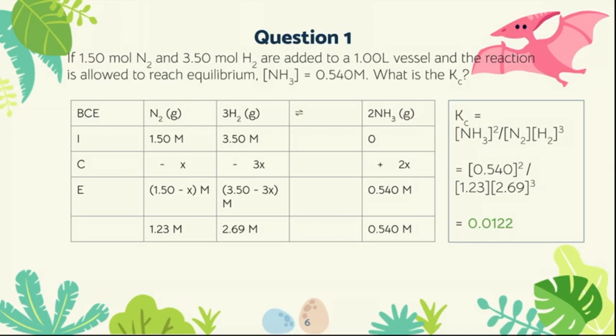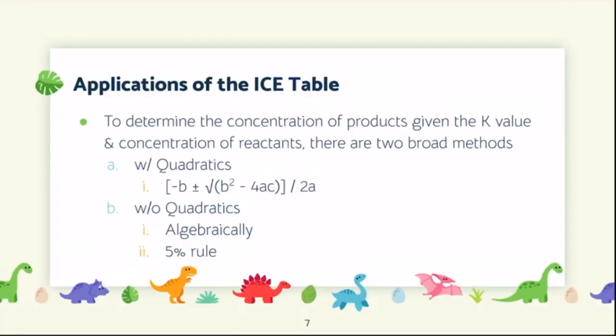So that's our final answer for the Kc value, and we got that by using the initial concentrations and one final concentration to determine the overall Kc and final concentrations at equilibrium. The ICE table can be used in many different ways, and one of them can be to determine the concentration of products given the K value and concentration of reactants. To do this, there are 2 broad methods, either with quadratics or without quadratics.